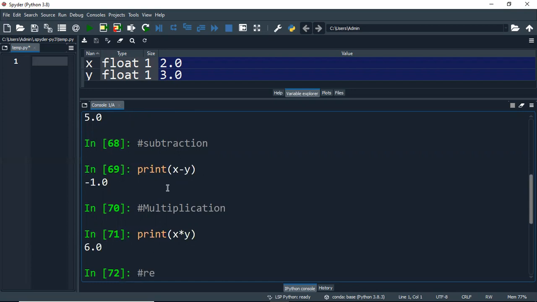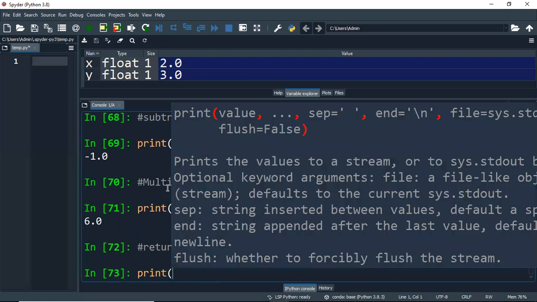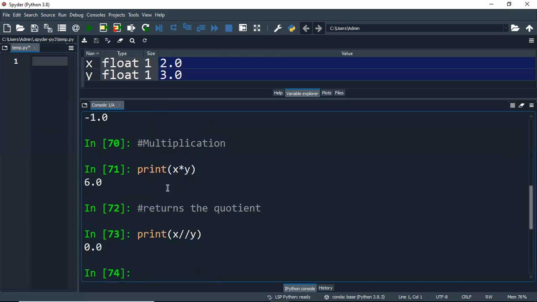Now I give the comment as returns the quotient. The following comment will give the quotient. So how to find the quotient? Just give print of x double slash y. So this is how you can do it. Now you don't have any quotient over there, so that's the reason it is giving me 0.0.